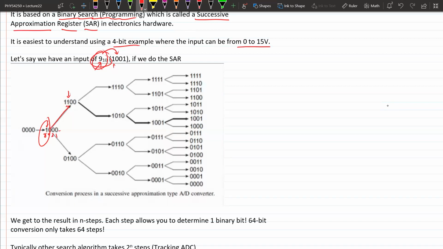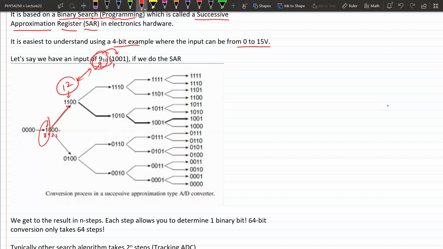So this value is 12. Once again, I'm gonna compare 12 to 9, and I can do this using just a comparator on an analog device. Well, 12 is bigger than 9, so now I know my answer has to be less than 12. So it's somewhere between 8 and 12. Now I know what the range of the answer is.